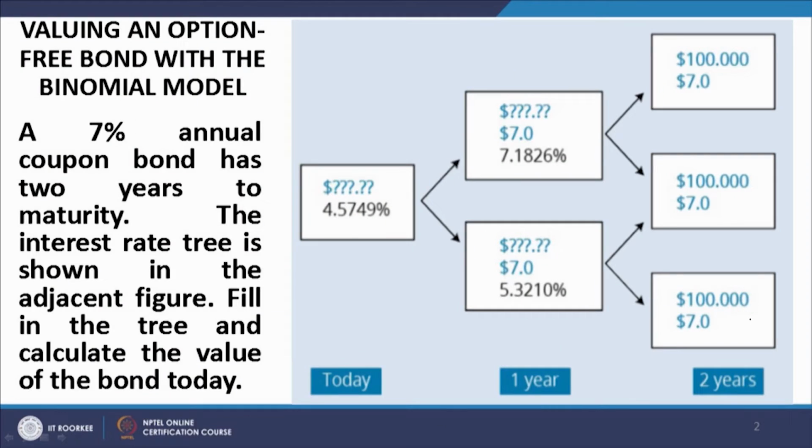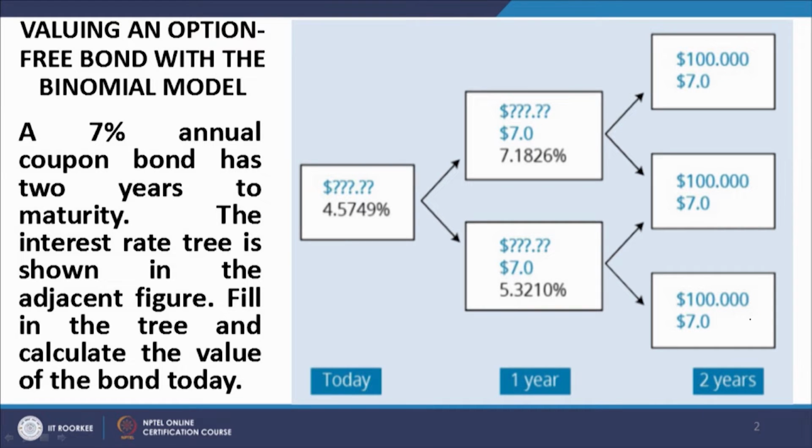So, here is the example on your slide. A 7% annual coupon bond has 2 years to maturity. The coupon rate is 7% and the term to maturity is 2 years. The interest rate tree is shown in the adjacent figure. You can see it on the right panel of your slide. You have to work out the value of the bond and fill in the appropriate blanks in the tree. Now, before we proceed to solve this problem, let us look at and understand the binomial tree that is given to us.